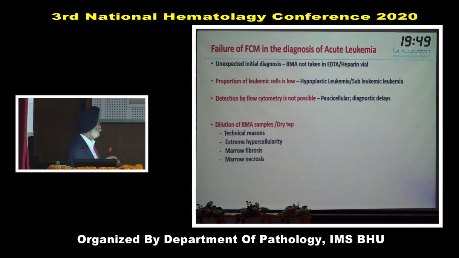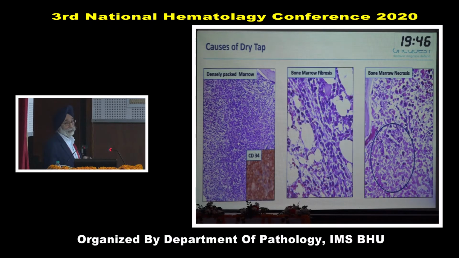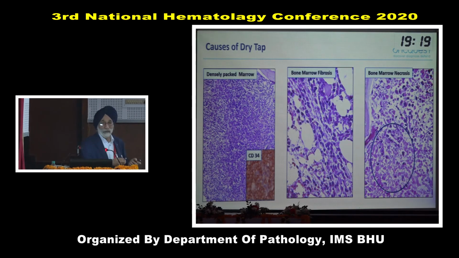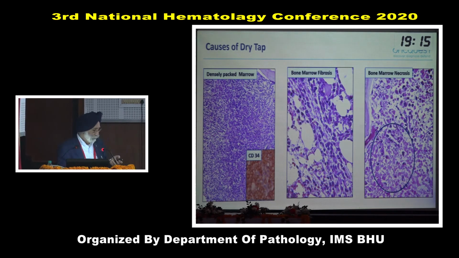So what we have to do in such cases is, now these are the conditions where we face a problem. Extreme hypercellularity, densely packed marrow. Fibrosis of the marrow, where you find the streaming of the cells because of increased reticulin. Leukemic cells are lying there, but are not aspirable. The greater the fibrosis, the more inaspirable they become. And then we have the marrow necrosis, where we may find a few viable cells, but on aspirate we come across necrotic material, so flow cytometry is not possible.